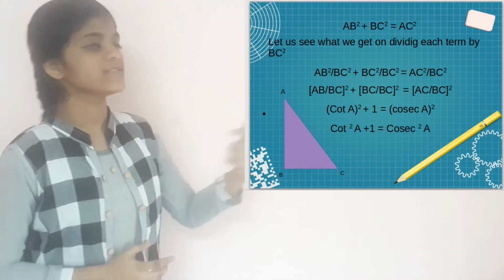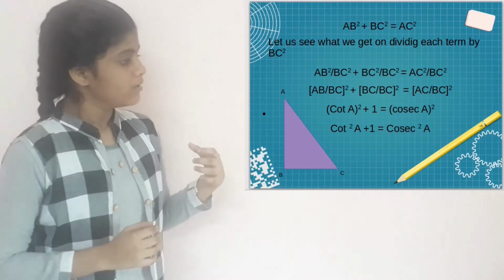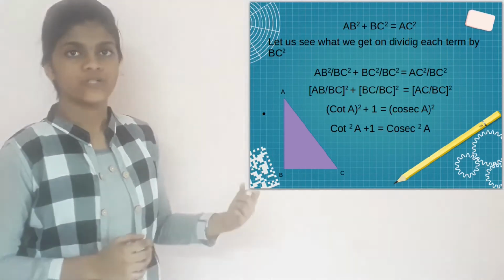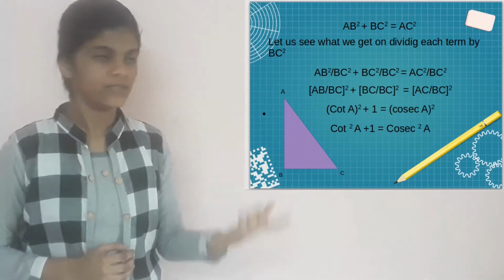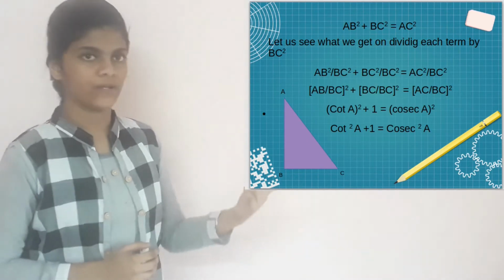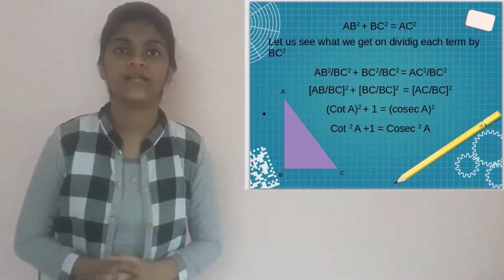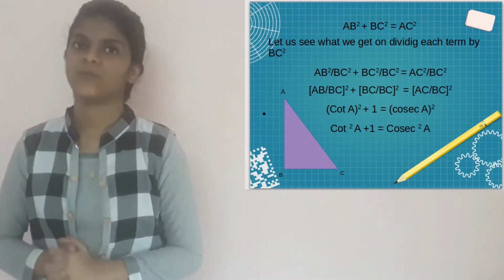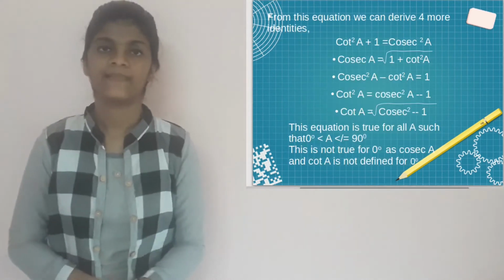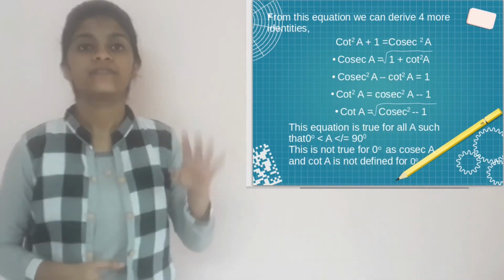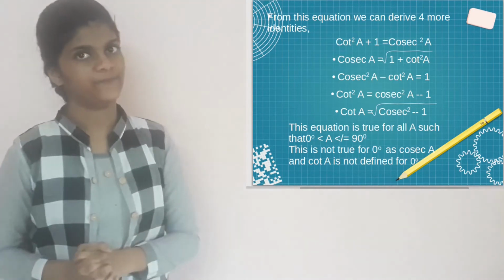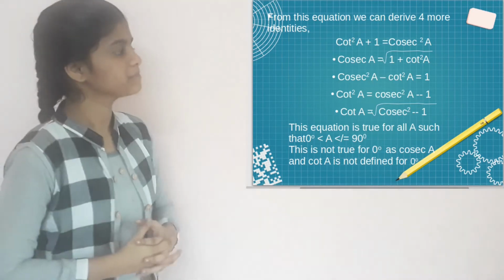Now rearranging this equation we get cot A the whole square changes to cot square A. 1 square is 1. Cosec A the whole square changes to cosec square A. So here is our third trigonometric identity. Cot square A plus 1 is equal to cosec square A. Now again we are able to derive 4 more equations from this identity by rearranging the terms.